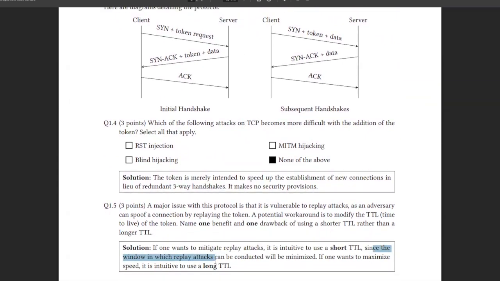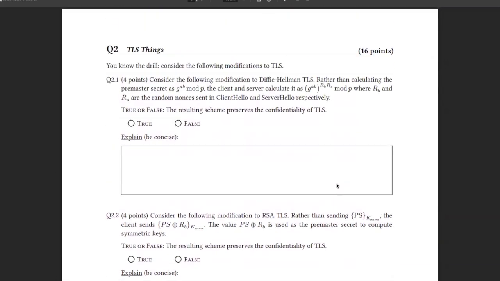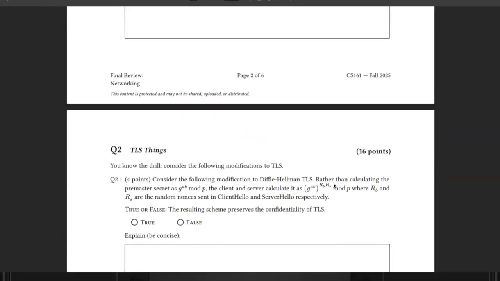Yes. So the window for replay attacks becomes shorter because the time to live of the token is shorter. So even if that token gets leaked, it doesn't matter because the connection most likely would have ended with a shorter TTL. And for the long TTL, it's to increase speed. Yeah, that makes sense. So you don't have to initiate new handshakes every time, right? Okay. Is there more to this question? Okay. I think that's it.